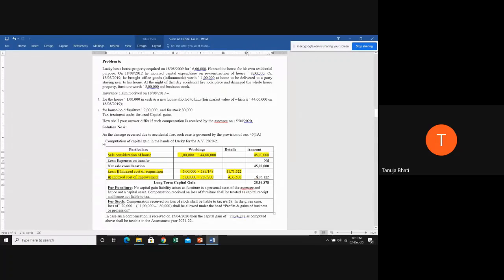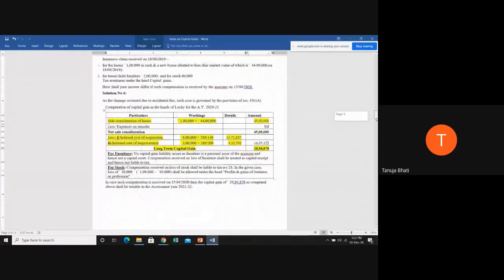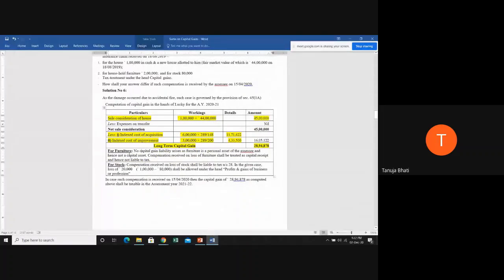You get it, and when you total this, you get it at 16,05,122. When you deduct indexed cost of acquisition and indexed cost of improvement from the net sale consideration, you get the long-term capital gain, which is nothing but 28,94,878. In the notes, you can write, for furniture, no capital gain liability arises as furniture is a personal asset of the SSE and hence it is not a capital asset. And if it is not a capital asset, obviously it will not be chargeable to tax under the head capital gains. Compensation received on loss of furniture shall be treated as a capital receipt and hence not liable to tax.